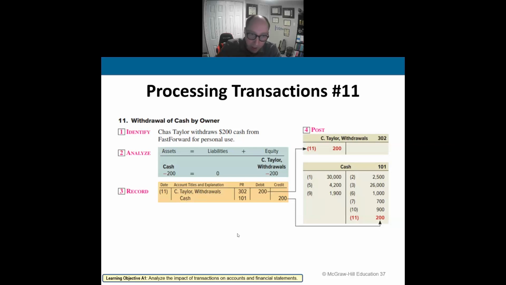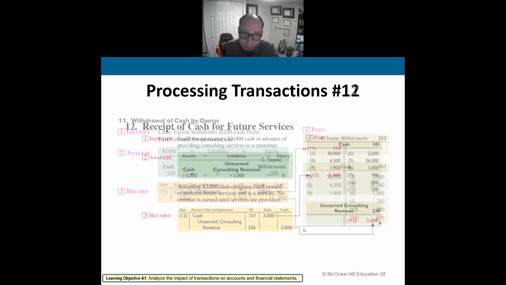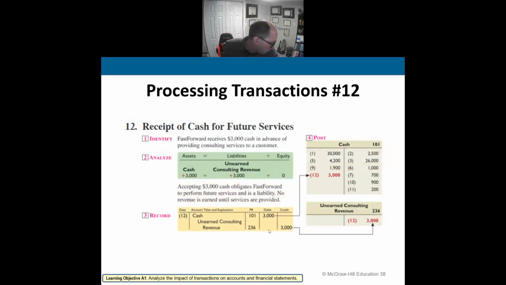So many different examples. Here's an equity one. The owner's taking some cash out of the business for personal use. It's fine. He's the owner. The owner can do whatever they want. So cash coming out, and it's an owner's withdrawal. So we debit owner withdrawals, $200, credit cash, $200 to reduce the cash, and post those to the ledger accounts.